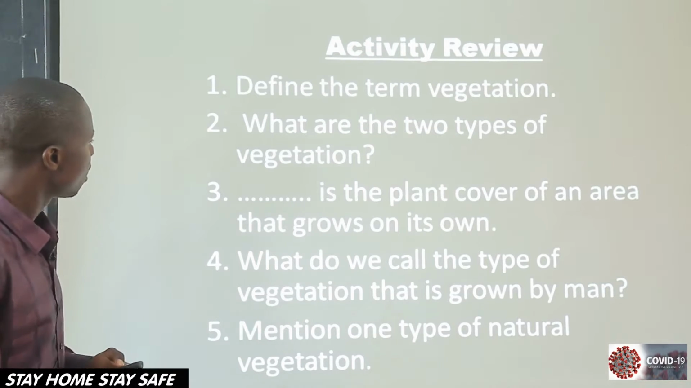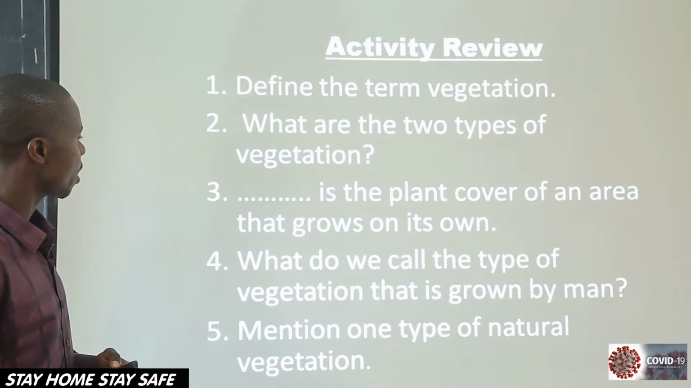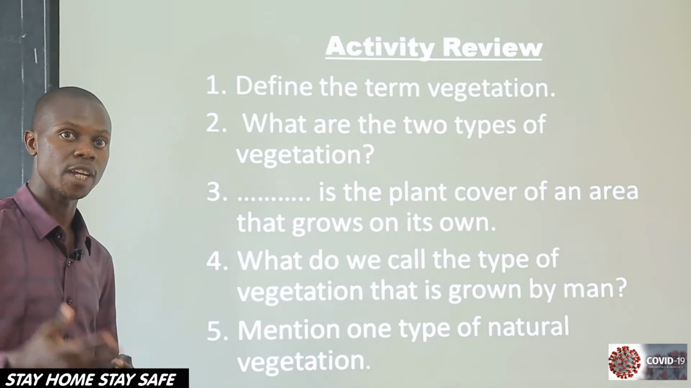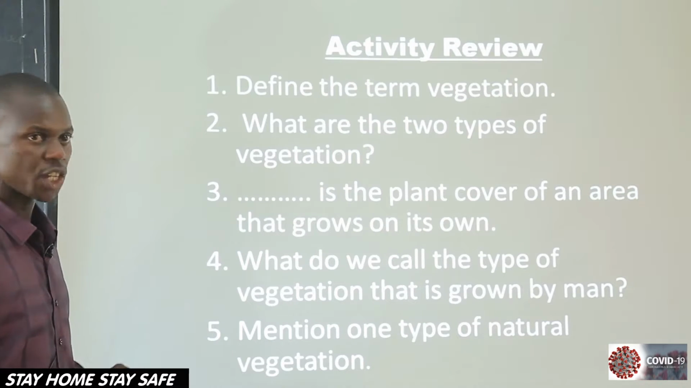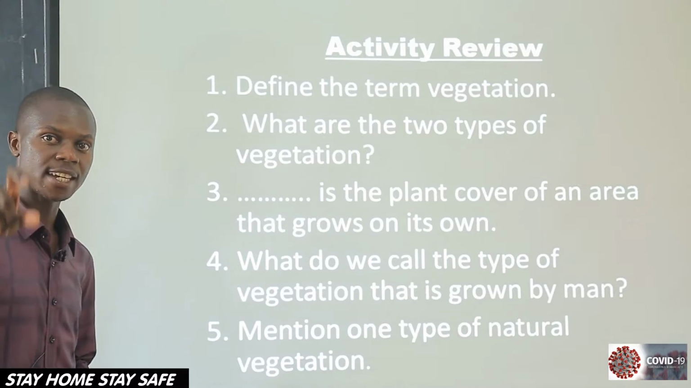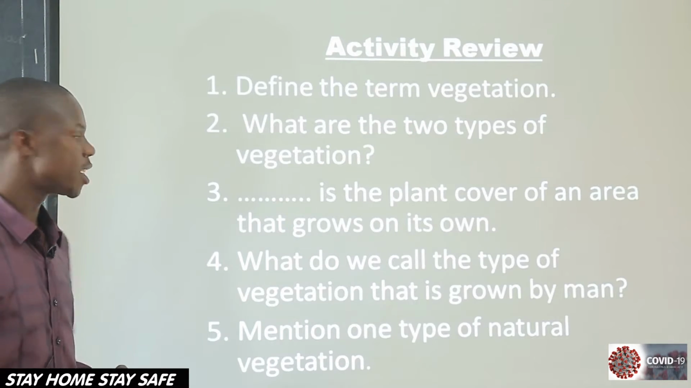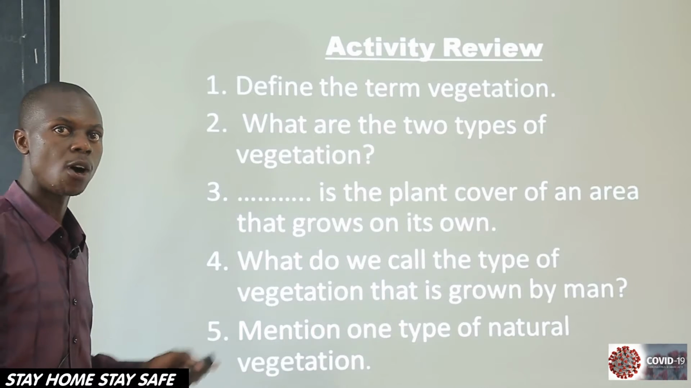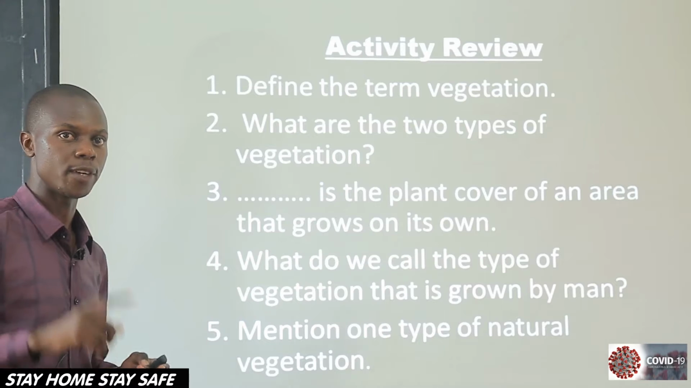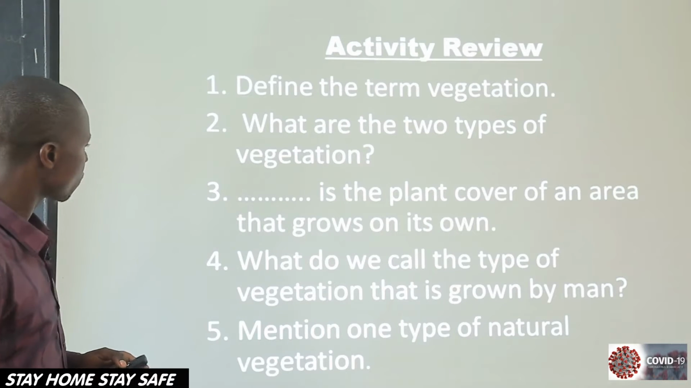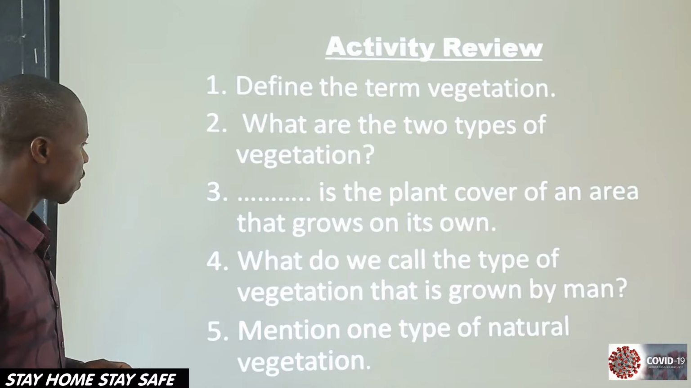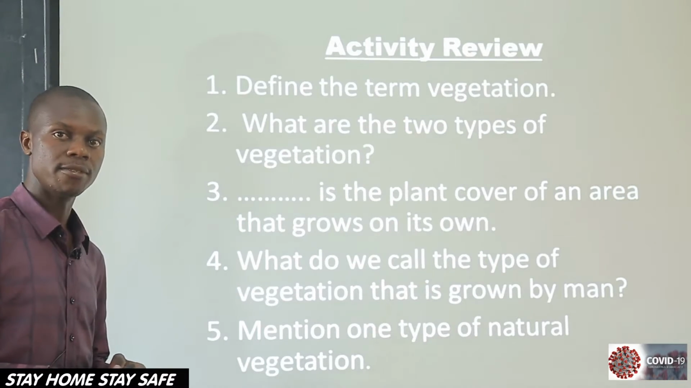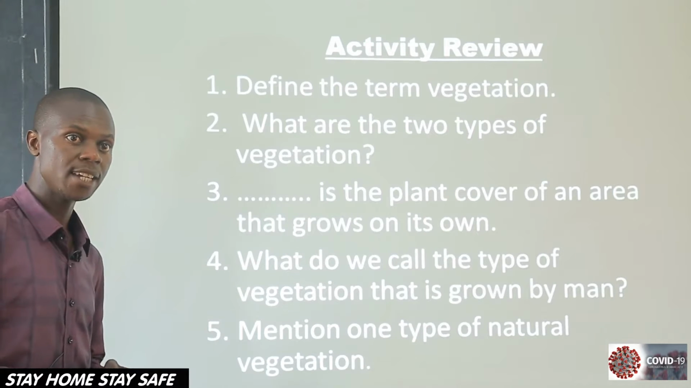Then question 3, dash is the plant cover of an area that grows on its own. So what do we call that type of vegetation that grows on its own? That is natural vegetation. Remember, whenever you're starting a statement, you start with a capital letter. So in this case, when you're saying natural vegetation is the plant cover of an area that grows on its own, remember to start with capital N for the word natural. Then question 4. What do we call the type of vegetation that is grown by man? That is planted vegetation.